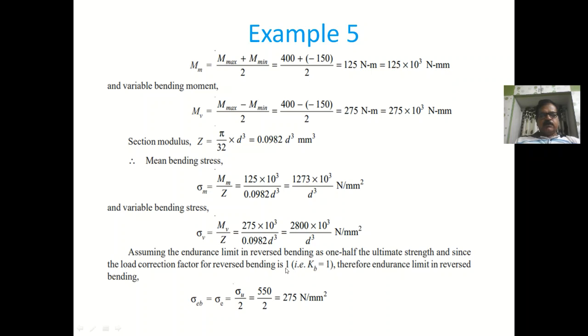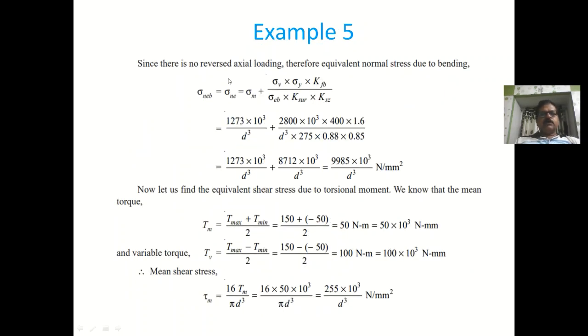The endurance limit in reverse bending is half of the ultimate strength. So that is 550 by 2, which is 275 Newton per mm square. Since there is no reversed axial loading, the bending stress is causing the normal equivalent stress. So the normal equivalent stress is sigma m plus sigma v by sigma e in bending, multiplied by the yield point and factor of safety and the fatigue stress concentration factor in bending, and in the denominator we have the two factors, surface finish and size factors.